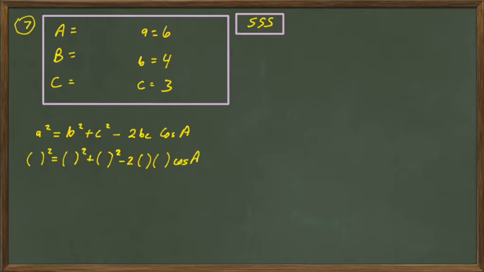Now let's fill in. What is side A? 6. What is side B? 4. That goes in 2 spots. What is side C? 3. So at this point, I have 36 equals 16 plus 9 minus 24 cosine of angle A.